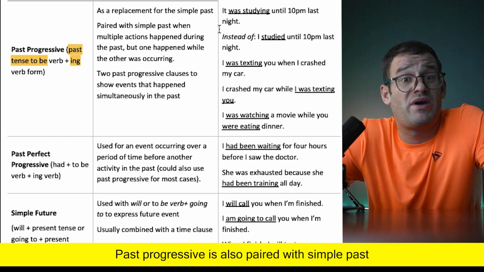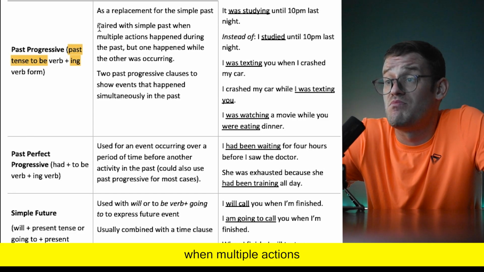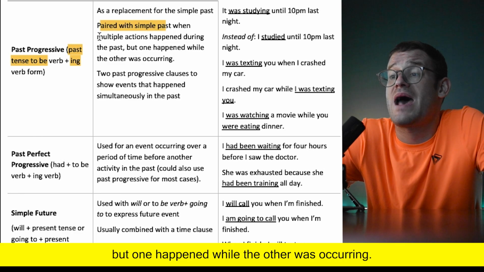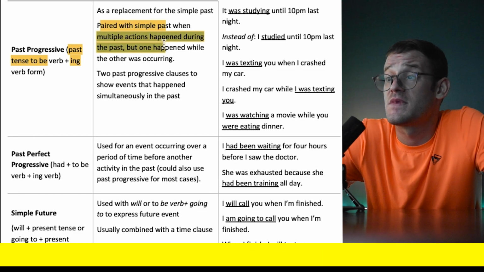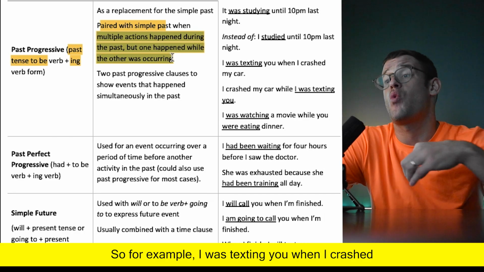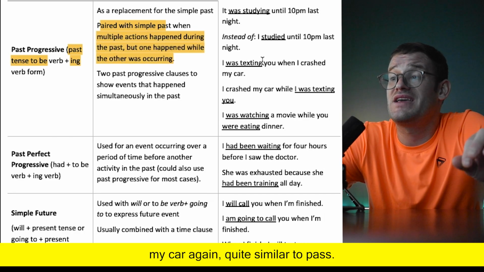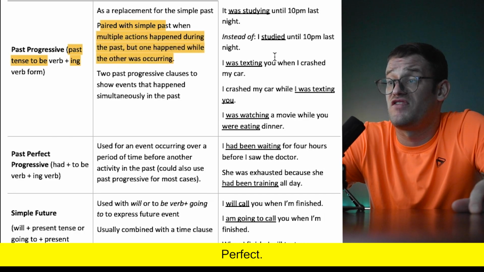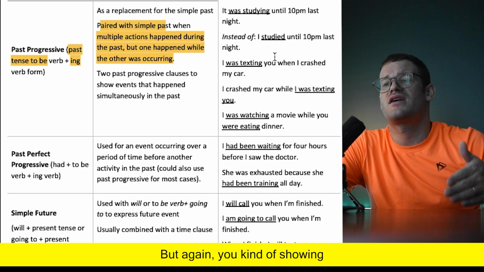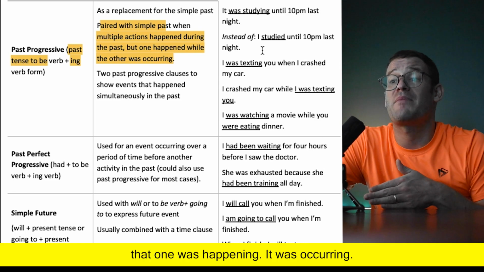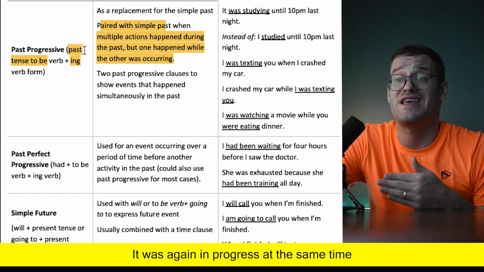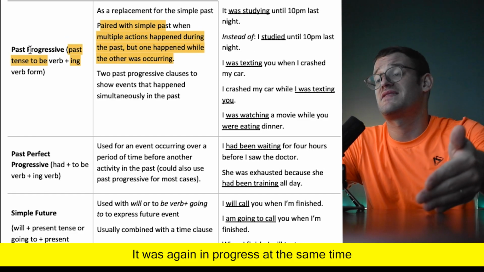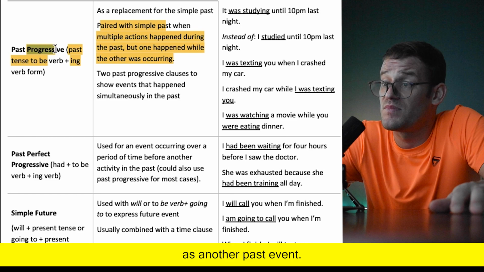Past progressive is also paired with simple past when multiple actions have happened during the past, but one happened while the other was occurring. So for example, I was texting you when I crashed my car. Again, quite similar to past perfect, but you're showing that one was happening, it was in progress at the same time as another past event.